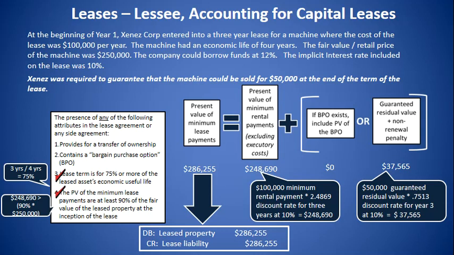So in this case, then, the present value of our minimum rental payments is going to be $248,690 plus my guaranteed residual value of $37,565. So the present value of my minimum lease payments is $286,255. And again, I would create a debit to an asset called lease property, $286,255, and I'd record a corresponding liability on the balance sheet of $286,255.